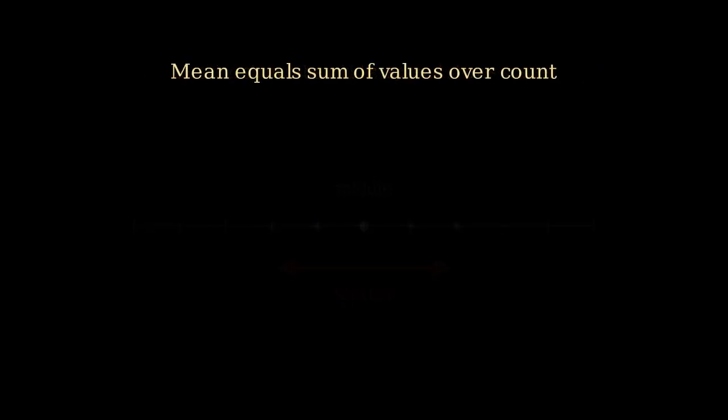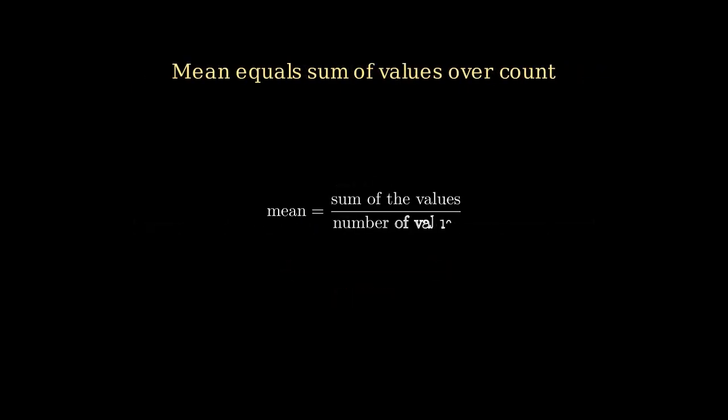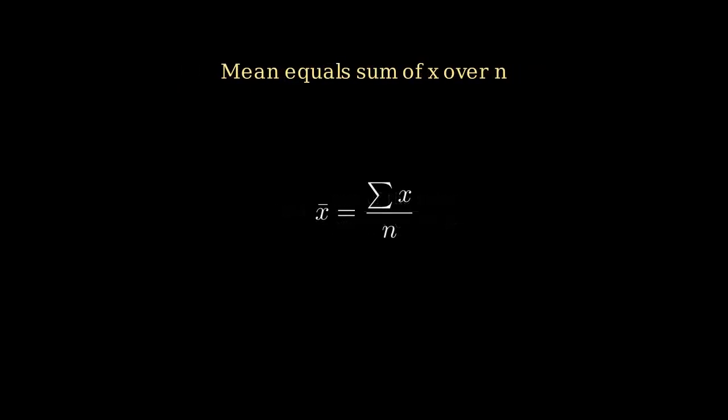In plain words, the mean equals the sum of all the values divided by the number of values. In symbols, that is, mean equals the sum of x divided by n.